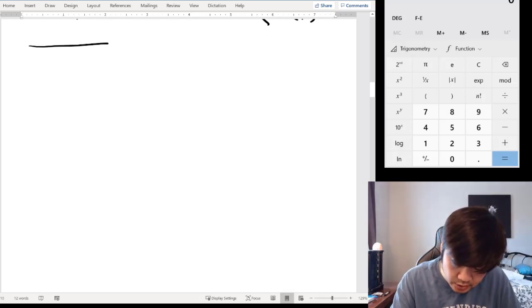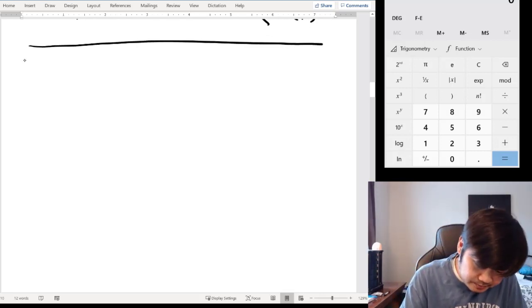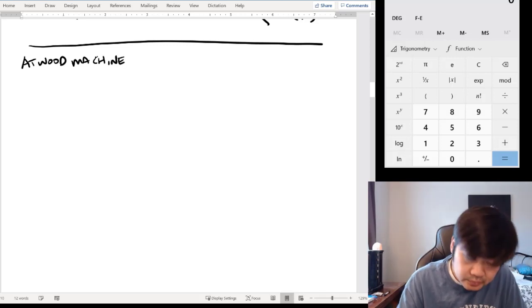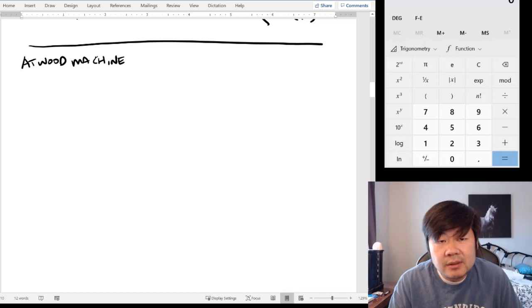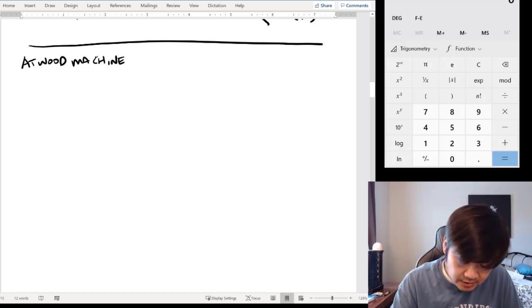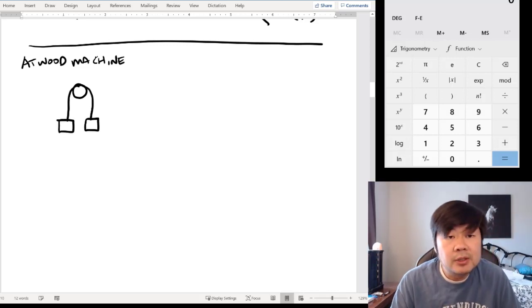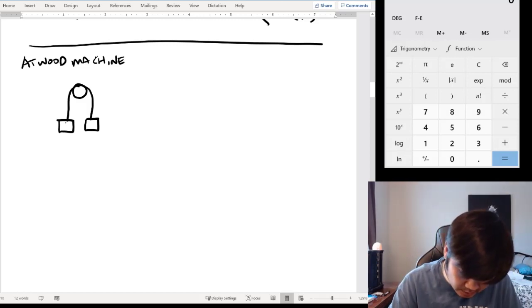The second system that we're going to talk about is the Atwood machine. The Atwood machine is definitely used on the AP exam because there's almost an infinite amount of possibilities that you could make with this. But basically what we have is the pulley, and then we have a string over the pulley, and then we have two masses on here. So this is our first example of an Atwood machine. Now I'm going to label this A, and I'm going to label this one B.